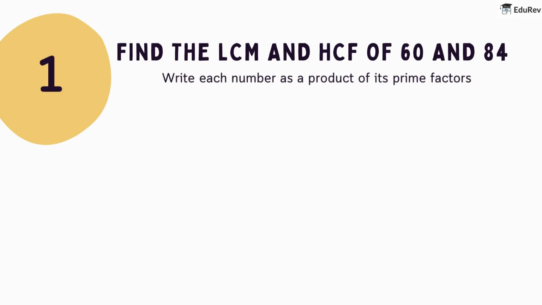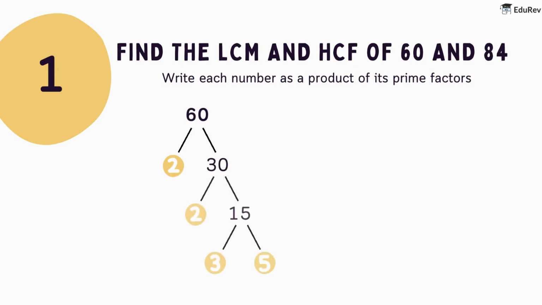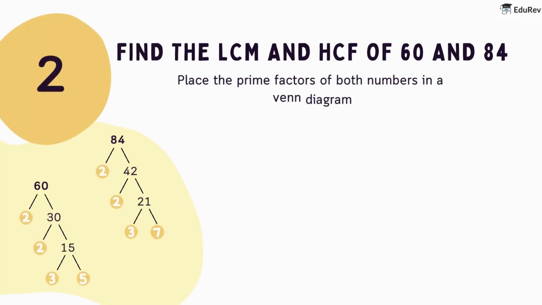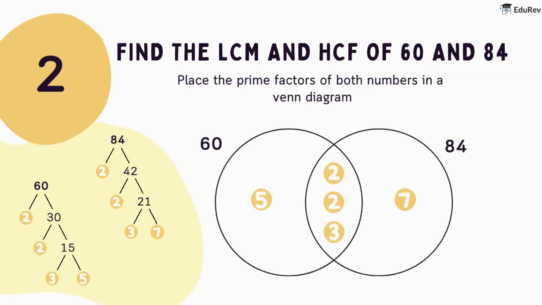Write each number as a product of its prime factors. Now 60 can be written as 2 and 30, because 2 times 30 is 60. Similarly, 30 can be written as 2 and 15, because 30 is 2 times 15. And then so on for 15. For 84, we have 2, 42. Now, 42 becomes 2 and 21. Similarly, 21 becomes 3 and 7. Place the prime factors of both numbers in a Venn diagram like this.